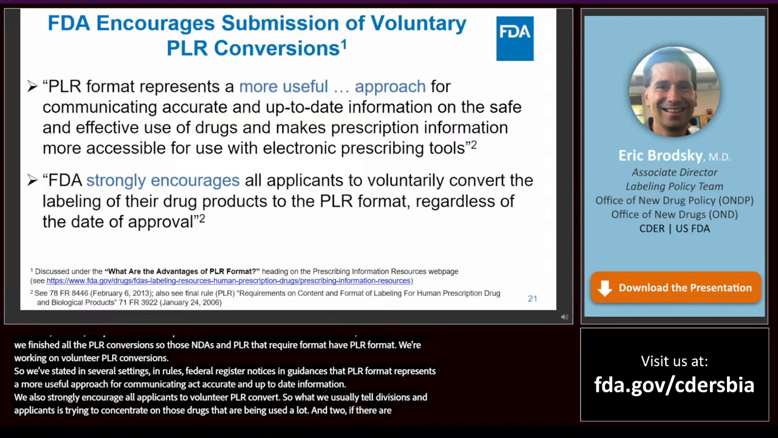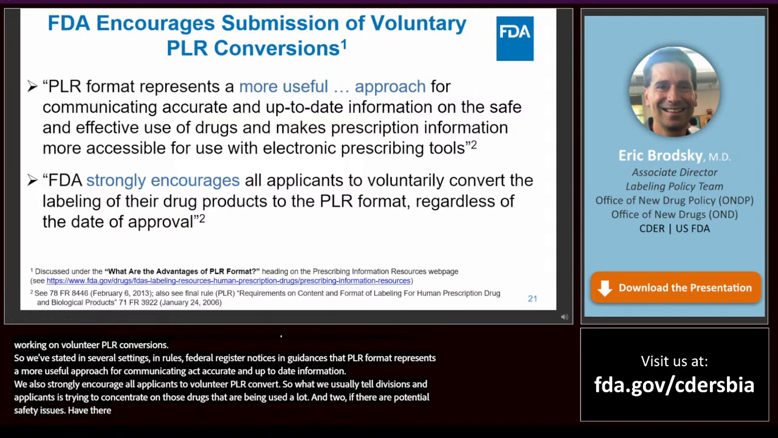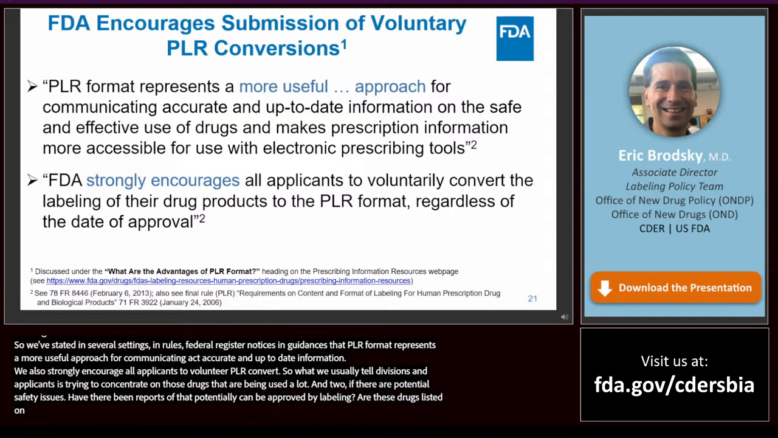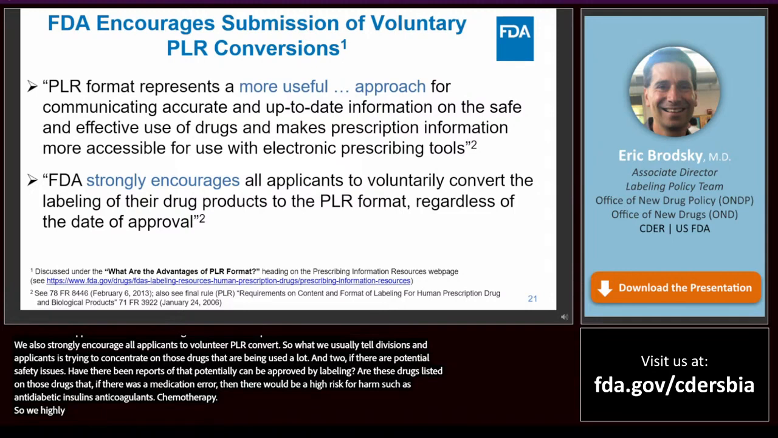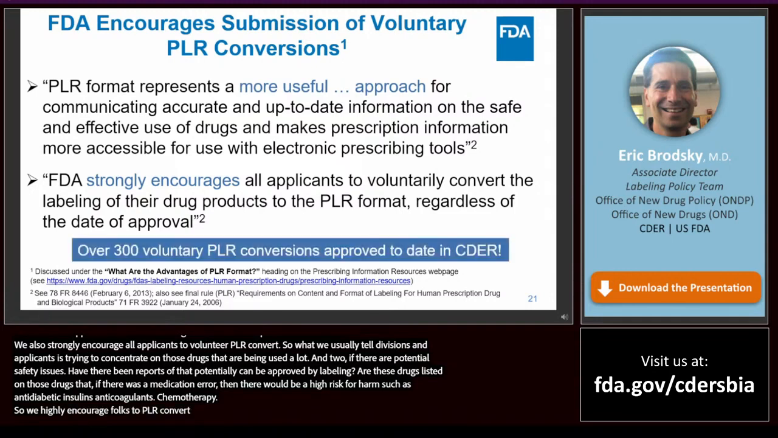Well, have there been medication error reports that potentially can be improved by labeling? Are these drugs listed on the list of drugs that if there was a medication error, then there would be a high risk for harm, such as certain anti-diabetics like insulins, anticoagulants, chemotherapy, parenteral nutrition products. So we highly encourage folks to PLR convert their labeling as appropriate on a voluntary basis. And we have approved over 300 voluntary PLR conversions.